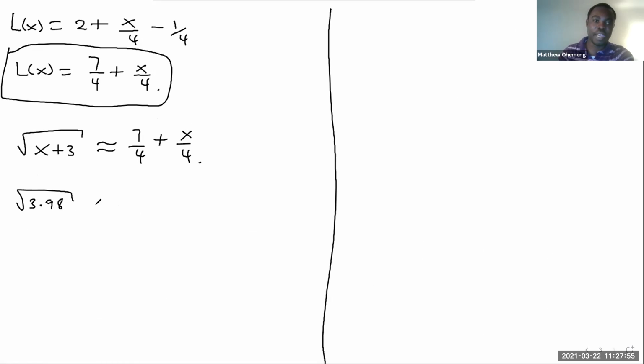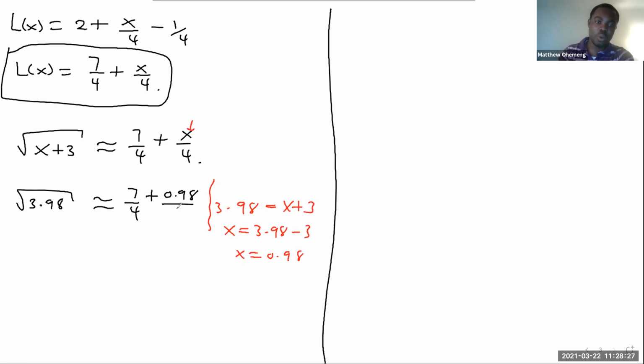So we know that the square root of 3.98 will be approximately equal to what? We just need to figure out the x. If the structure is the square root of x plus 3, and we need the x, then all we can do here is set 3.98 equal to x plus 3 so that we can get the x and plug it in. So x equals 3.98 minus 3, so x equals 0.98. That is the x we are trying to find. So it's 7 over 4 plus 0.98 over 4. That means the square root of 3.98 is approximately equal to this, and then you can do your computations and get the value.